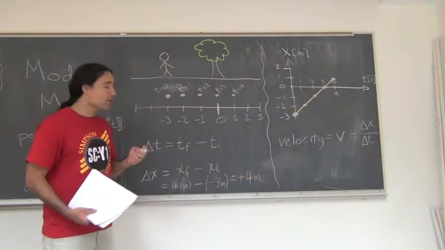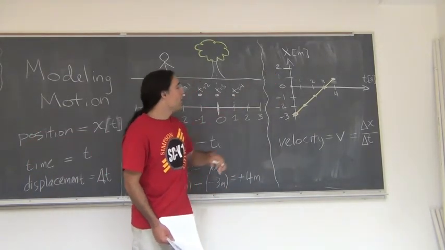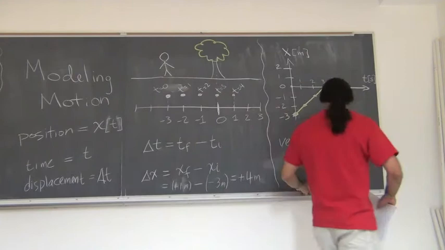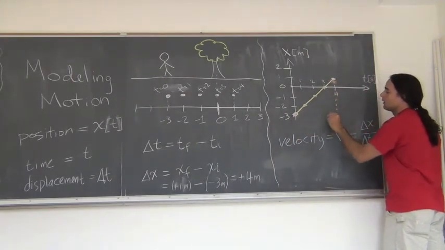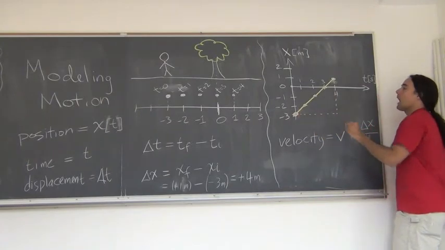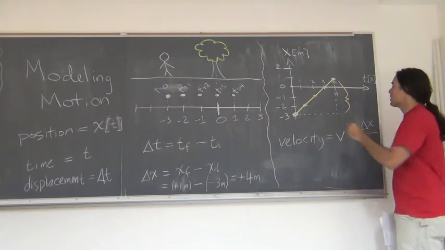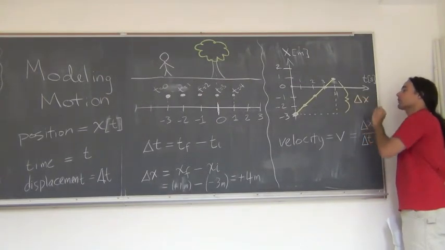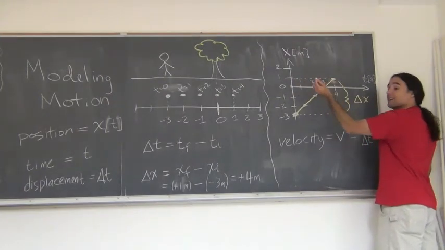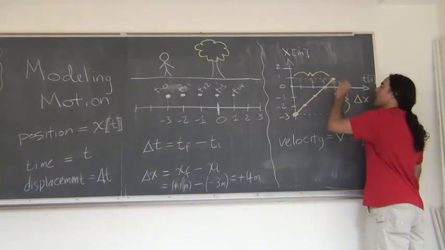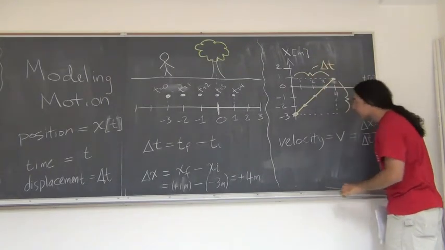Now, there's another nice way to represent that involves looking at my graph. So if I look here, I can see that my x has changed by a certain amount. I'll call that delta x. Furthermore, my time has changed by a certain amount. I'll call that delta t.